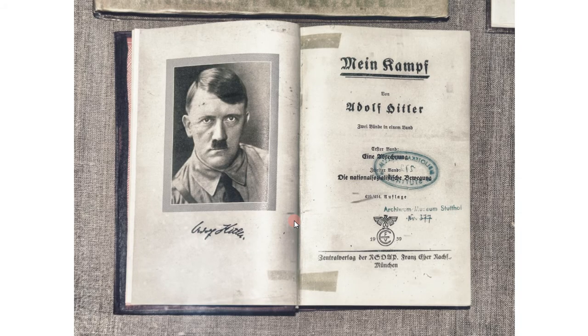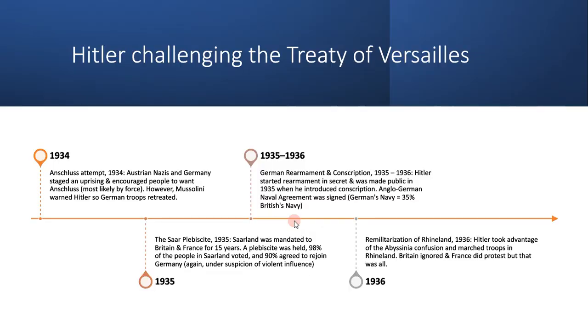This is a book of Hitler, called the Mein Kampf, or My Struggle. Here he talks about his personal opinions on World War One and his foreign policy aims. And Hitler challenging the Treaty of Versailles. So here's a timeline of what he did.